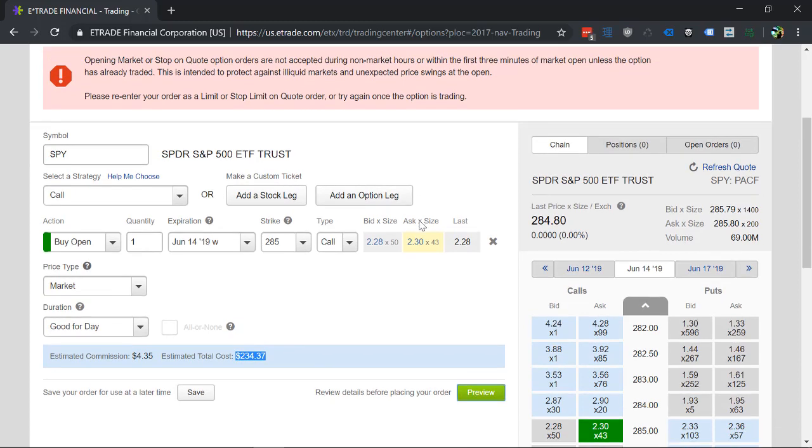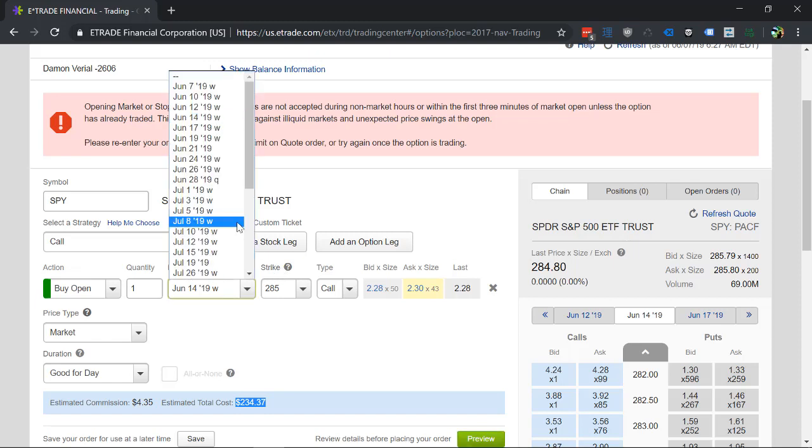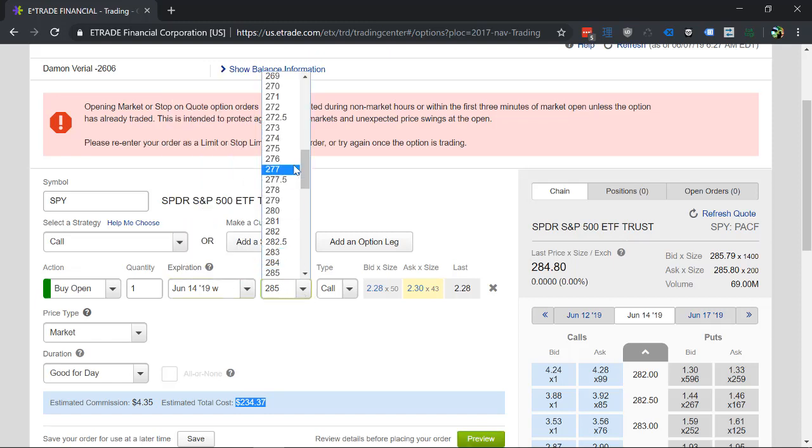What else? So, like I said, this is a little more difficult than buying a stock because you have these 2 extra choices you must make: expiration date and strike. And those are really important because they're going to affect how the option changes as the underlying, which would be this ETF, changes.